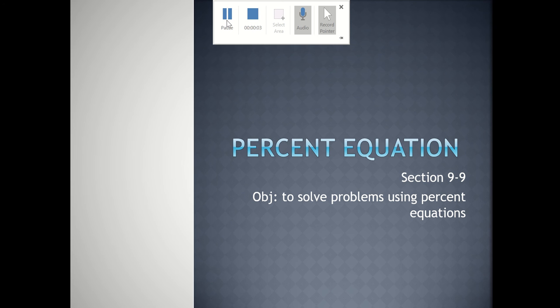Mr. Rivers here. Today we're going to talk about section 9.9, the percent equation. The objective today is to solve problems using the percent equation. But before we jump into today's new topic, here are some warm-up problems I want you to work.